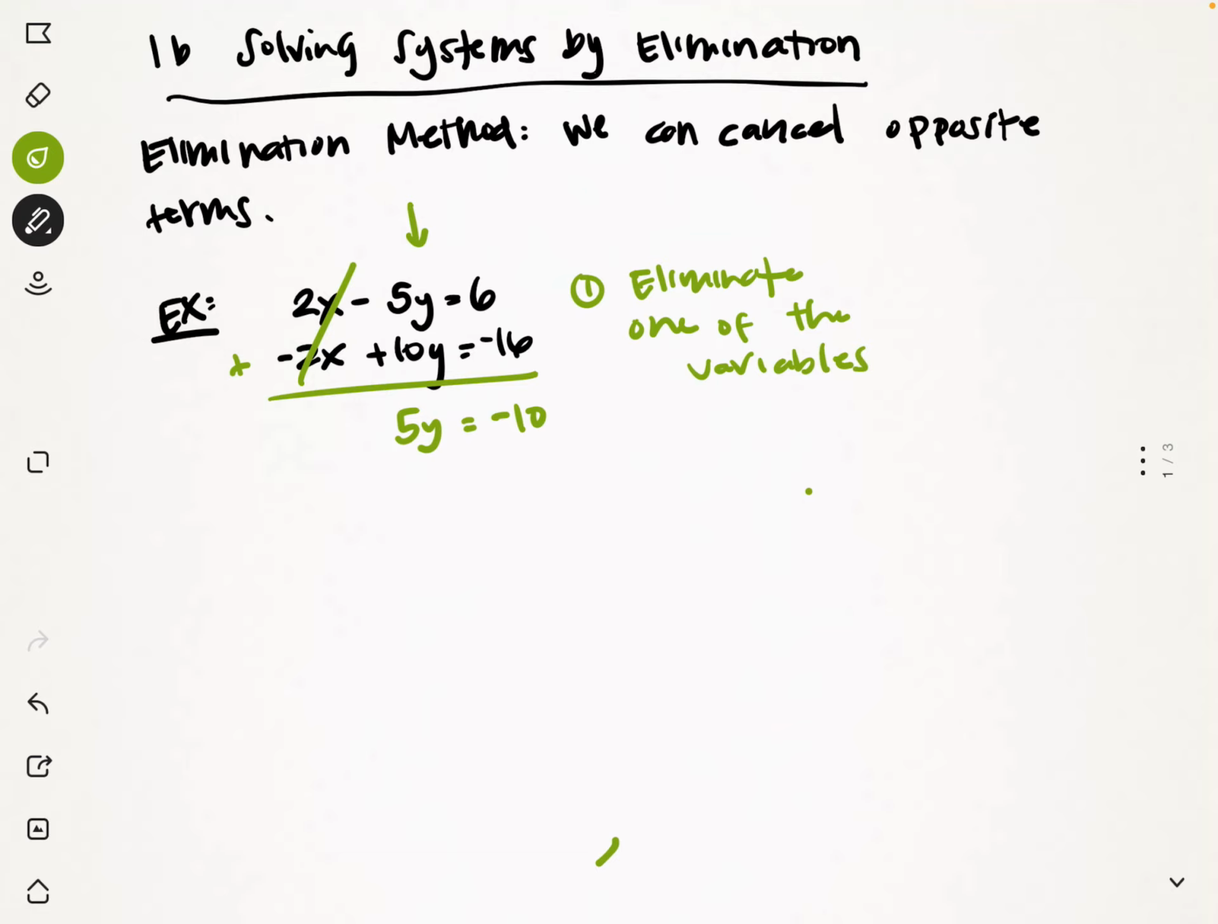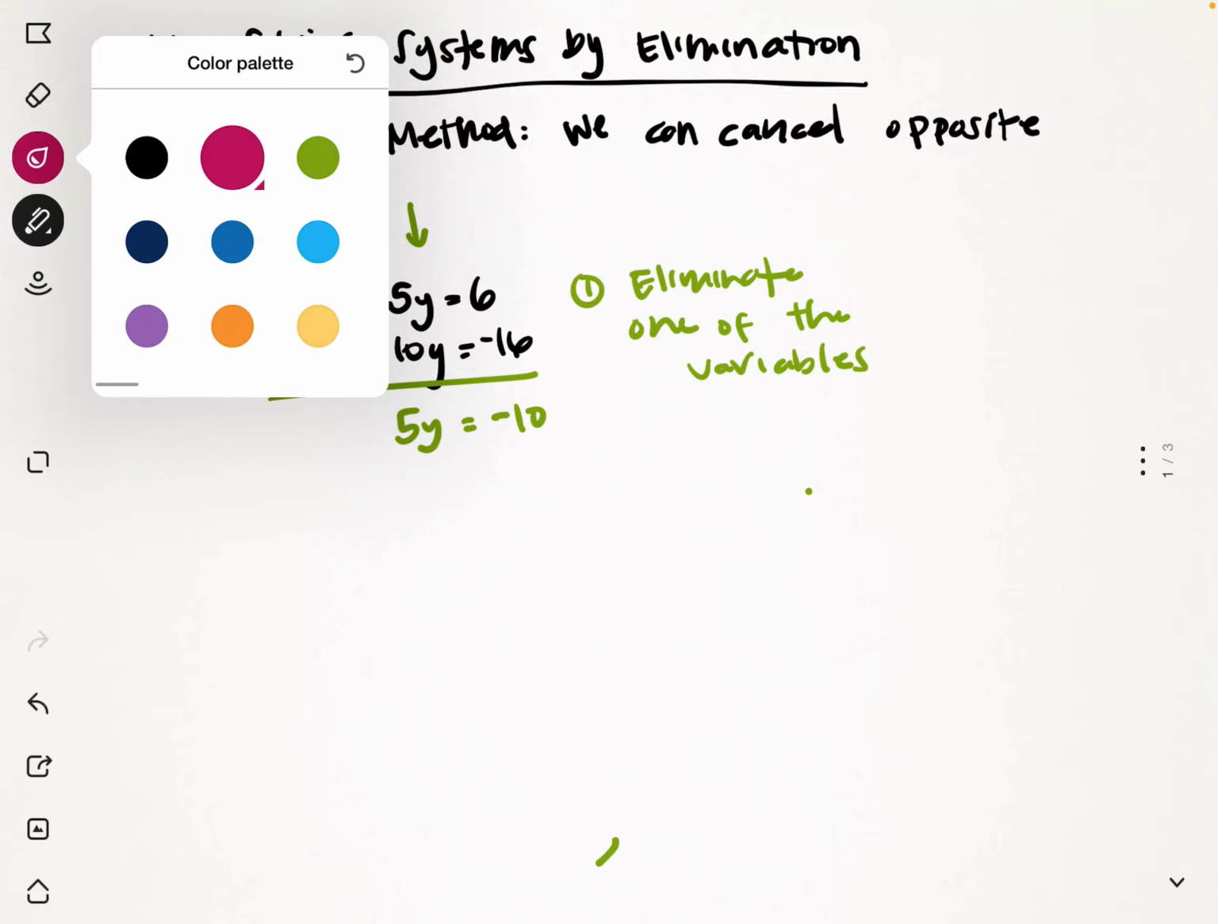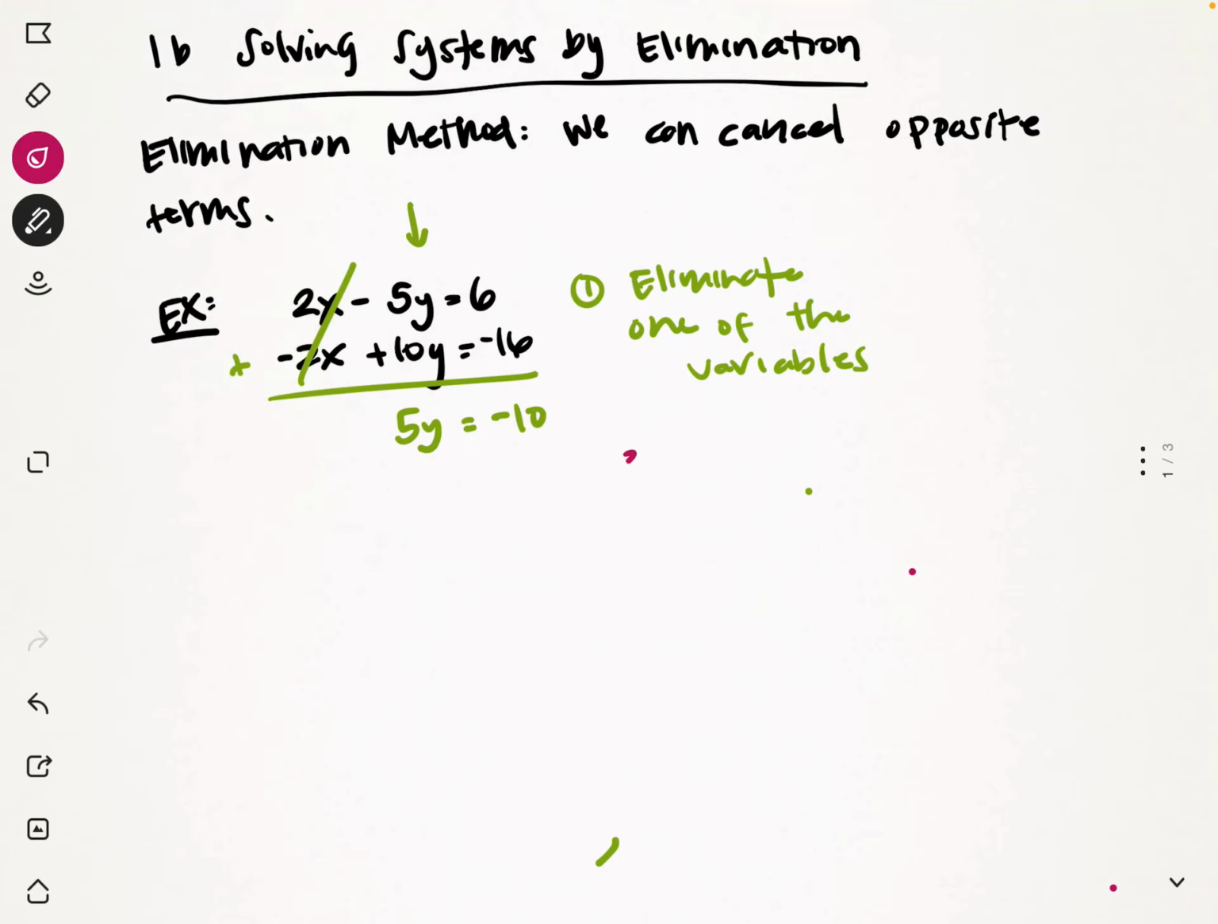All right, so we eliminated our x. We're just left with y. Step 2 is going to be that we're going to simplify and solve. So if we did it correctly, there's not really going to be anything to simplify unless we have a super weird case, but we're just going to go ahead and solve here.